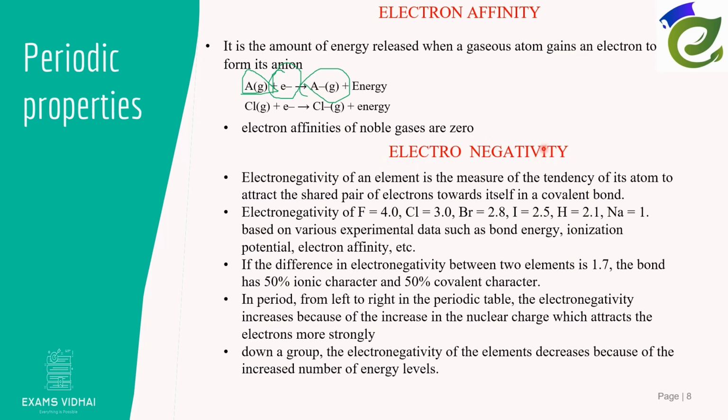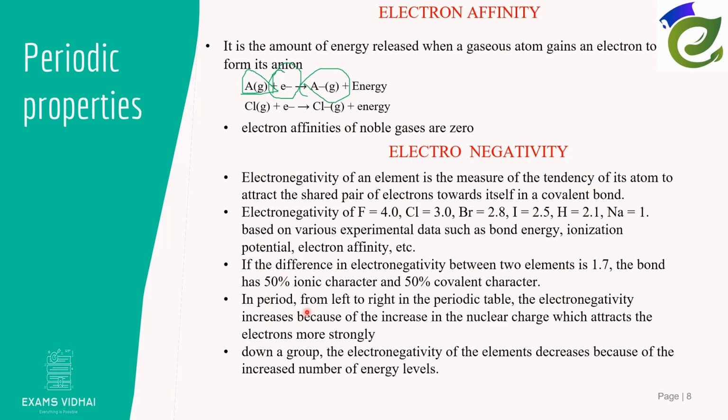Electronegativity. Electronegativity is a measure of an atom's ability to attract shared electrons to itself. The electronegativity of some elements is given below, which is based on experimental data such as bond energy, ionization potential, electron affinity, etc. For example, if the difference in the electronegativity between two elements is 1.7, the bond has 50% ionic character and 50% covalent character.